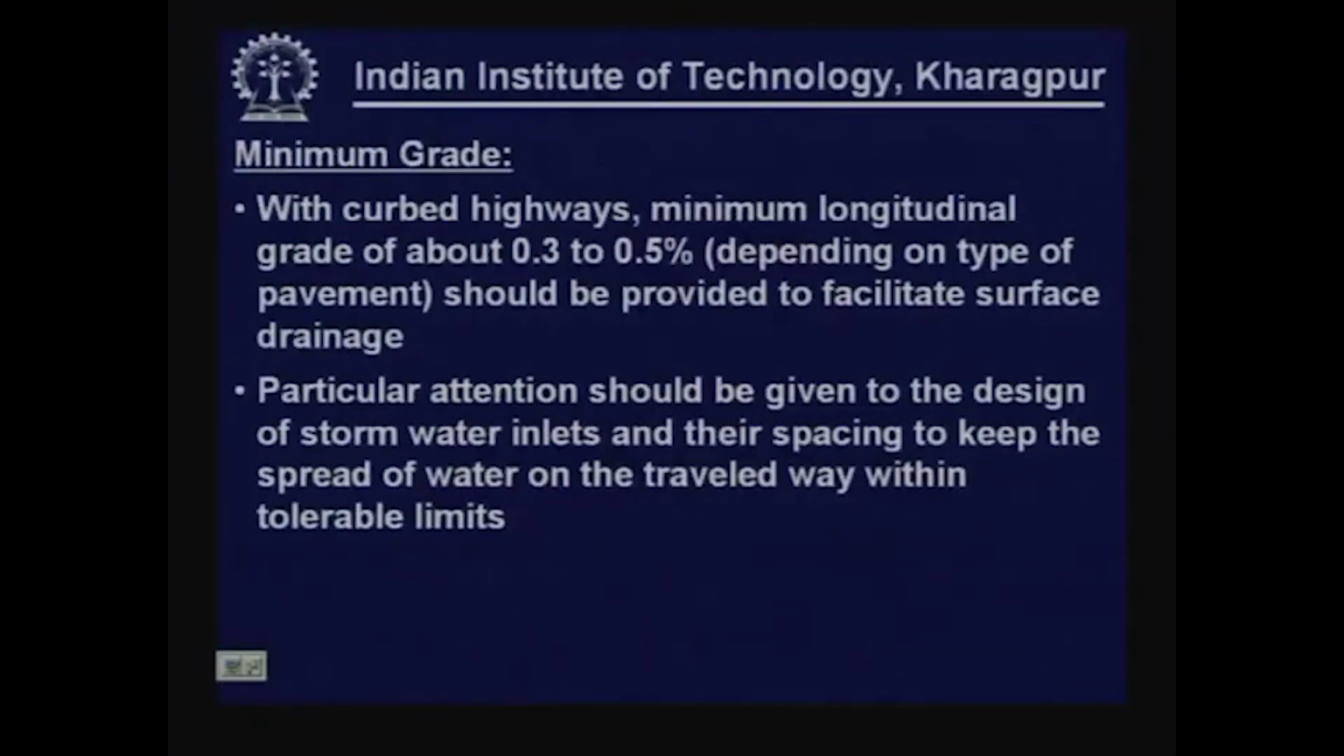That is why there is a slight longitudinal grade that should be provided, so that the water can flow in a desirable or acceptable manner to the water inlets. In that type of situation, particular attention should be given to the design of storm water inlets and their spacing to keep the spread of water on the travelled way within tolerable limits, because not at every point can water directly go to the shoulder. So, it has to go to certain designated water inlets.